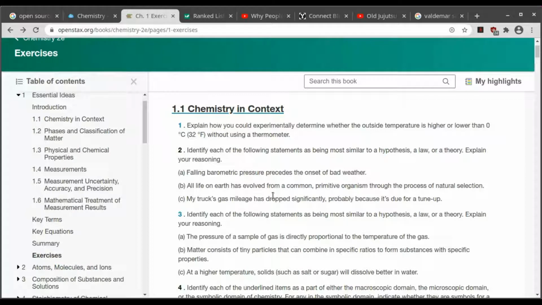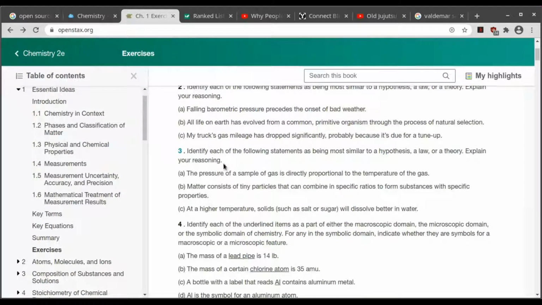Okay. Now, number 3, same type of question, and we can check it because it's an odd number. Identify each of the statements as being hypothesis, law, or theory. Explain your reasoning. The pressure of a sample of a gas is directly proportional to the temperature of the gas. It sounds like one of the gas laws, which feels like cheating, because I already know the answer based on it being a gas law.